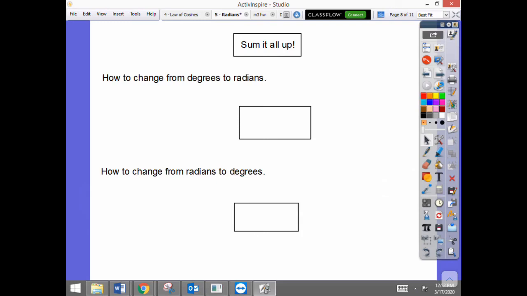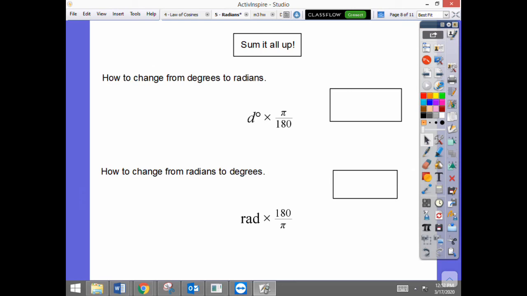So to sum it all up, really, and this would be another good thing to maybe write down on your little half sheet of paper. Change degrees to radians. When you want to change degrees to radians, that's what you got. When you want to change radians to degrees, that's what you got. Okay?